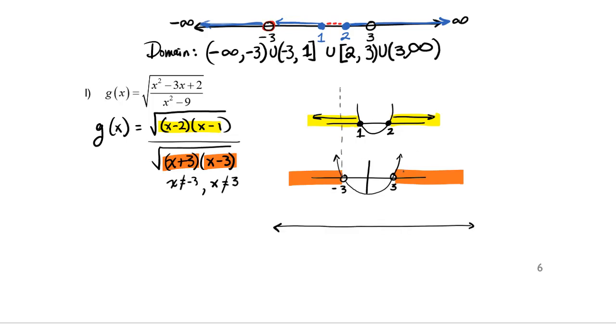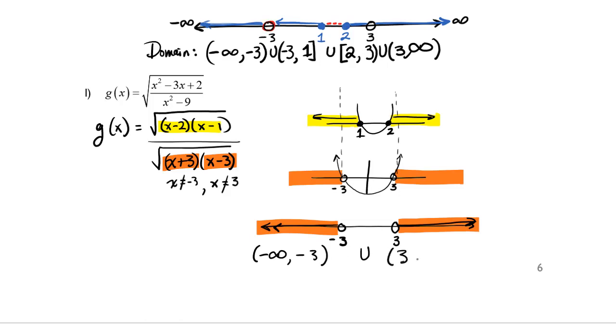Notice that the only region or interval where both things are true are to the right of 3 and to the left of -3. That will make all our values defined. So we're only going to keep where they overlap. So that would be from -infinity to -3, union 3 to infinity.